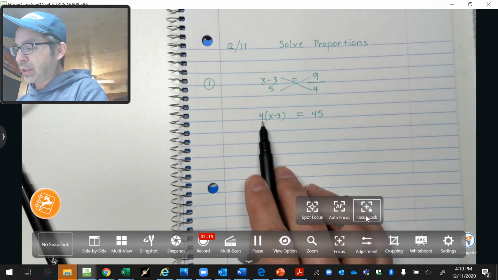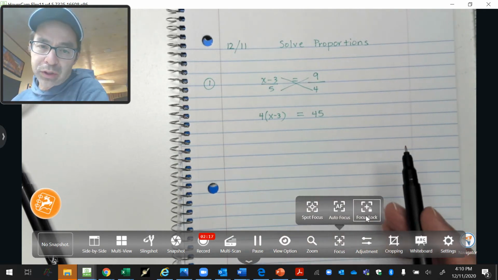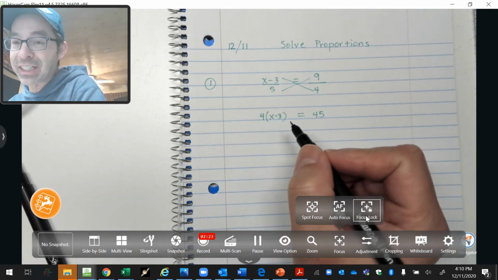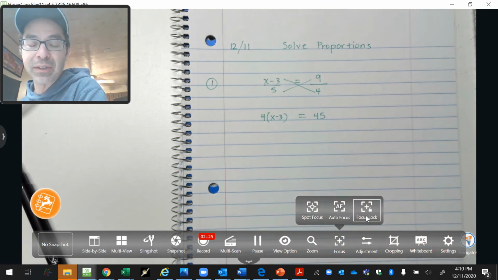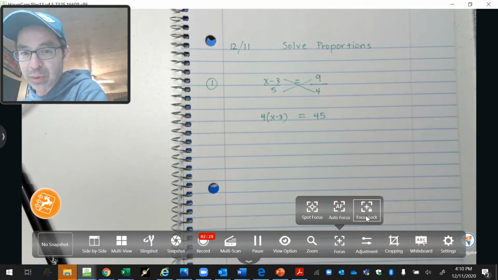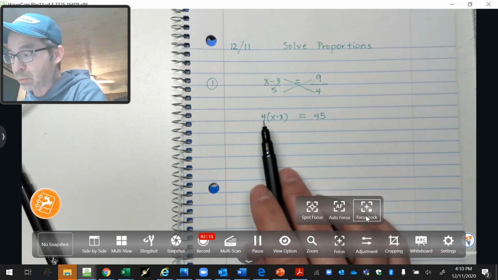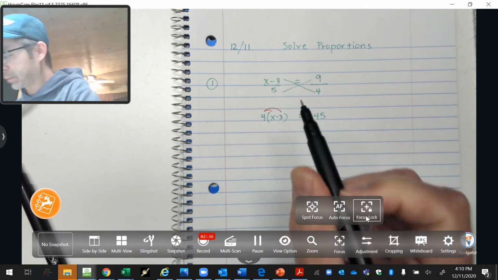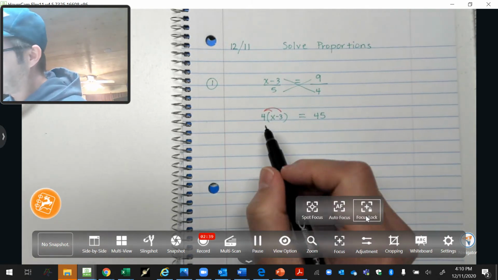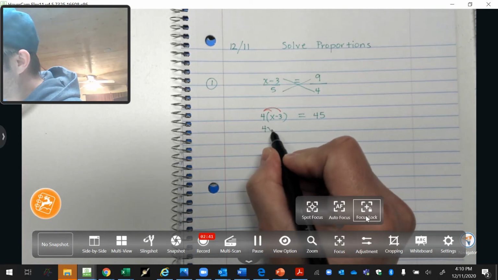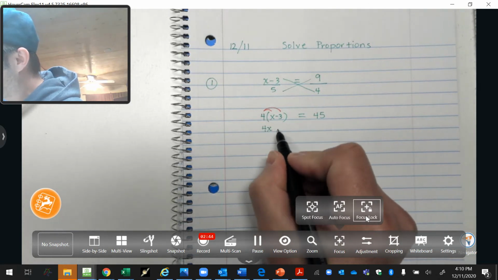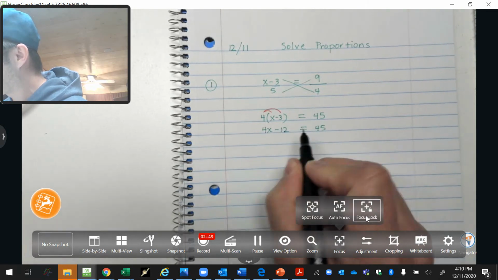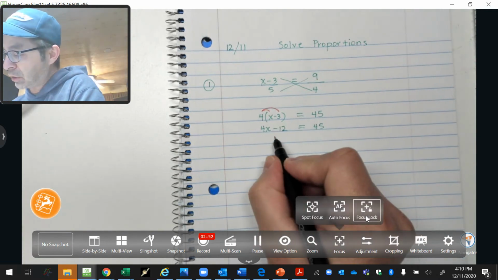You could either divide both sides by 4, or you could distribute the 4. The only time I would ever divide instead of distribute is if this number happens to be divisible by this number, and it's not. So I'm going to distribute. 4 times x is 4x. 4 times negative 3 is negative 12. Now what you've got is a normal 2-step equation, so you're going to solve it like normal.